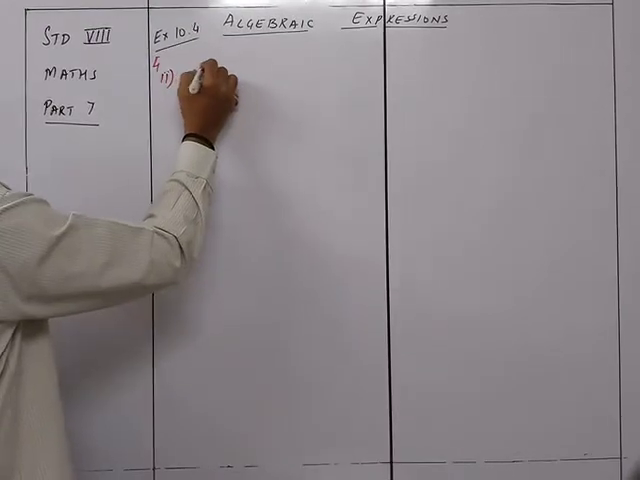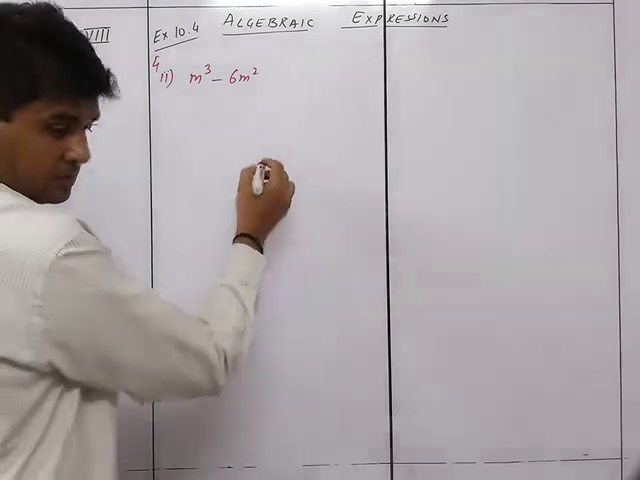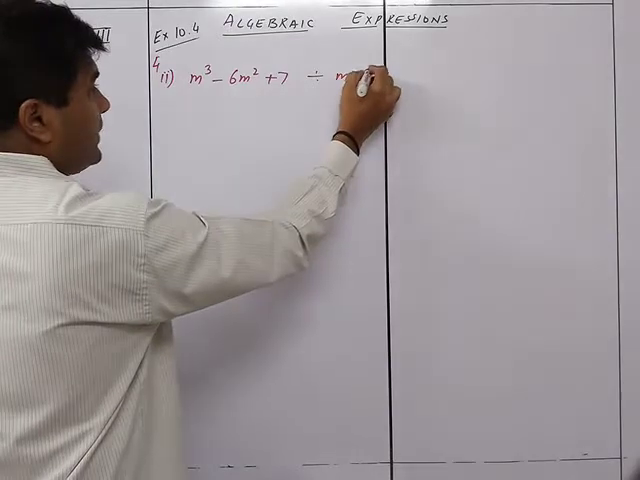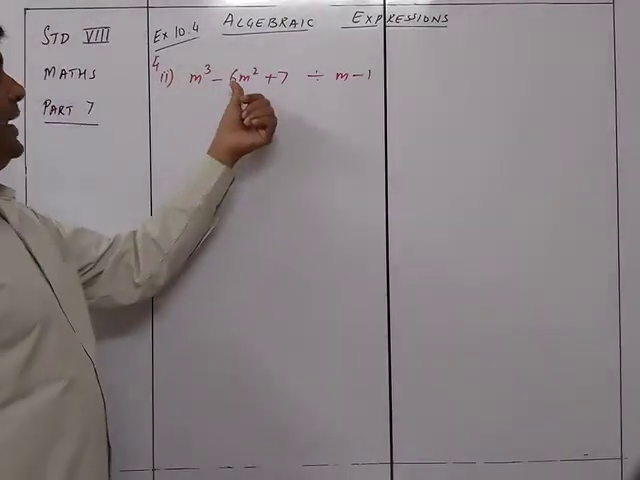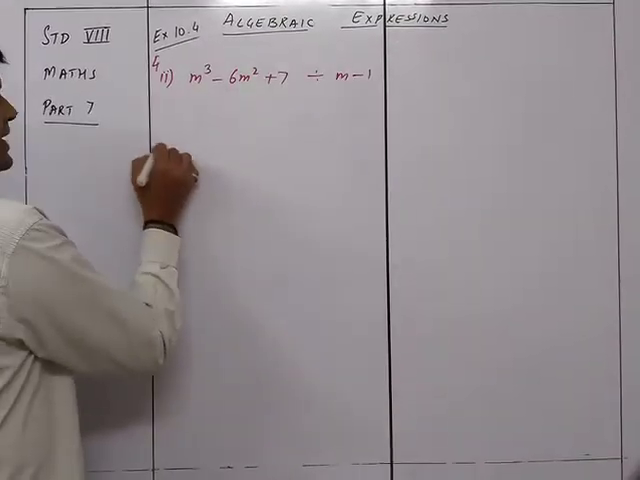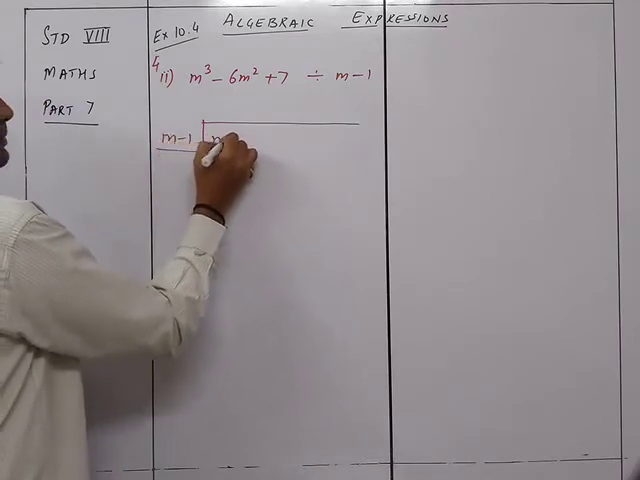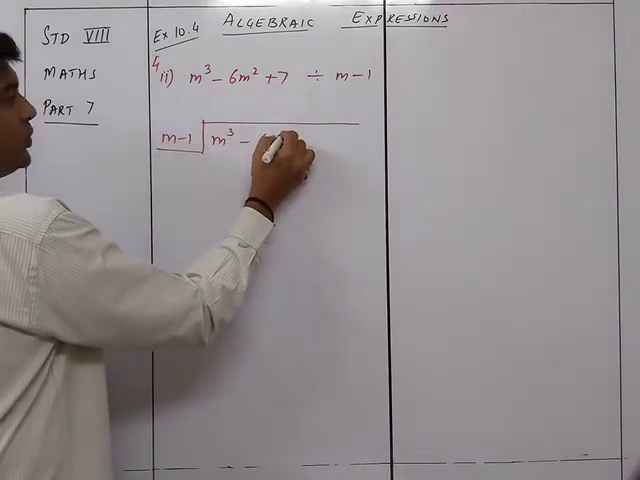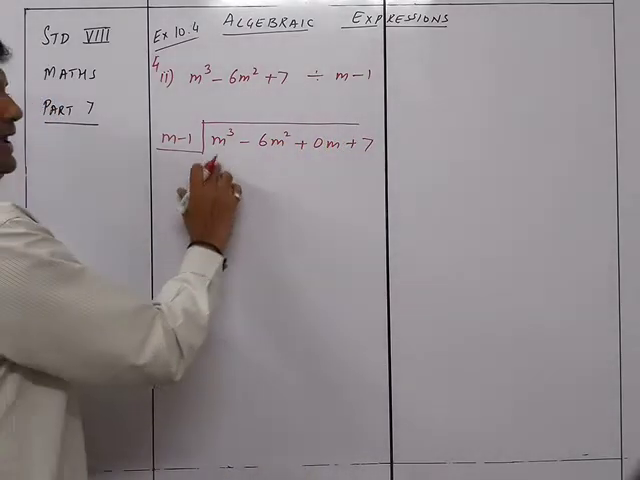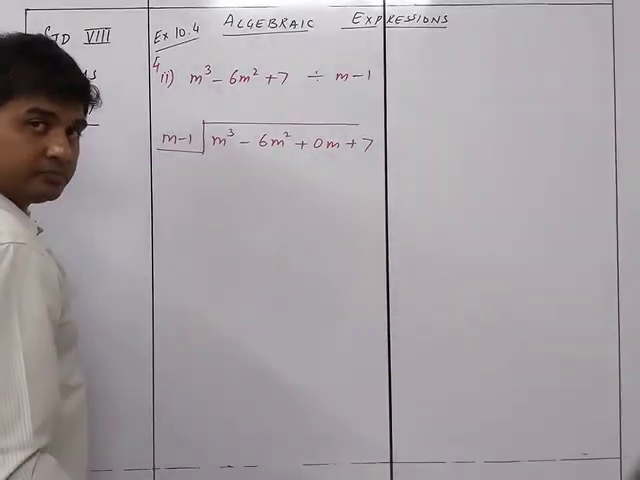It is m raised to 3 minus 6m square plus 7 divided by m minus 1. So you can see over here, after m square directly m raised to 0 has come, m raised to 1 is left out in between. So that's why when I'm writing over here for division, here will be m minus 1, here will be m raised to 3 minus 6m square plus 0m plus 7. See, the m should be in descending order: m raised to 3, m raised to 2, m raised to 1 and m raised to 0.